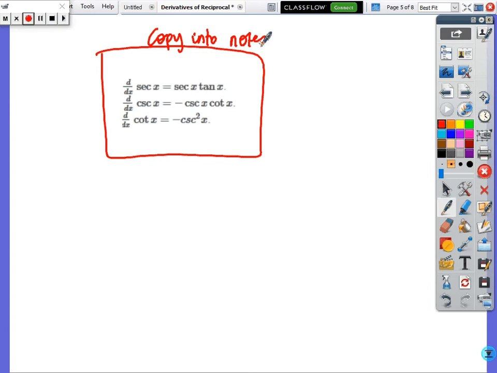Now I don't learn these off by heart. In a test situation, you can do the proofs pretty quickly, and I'll show you what they look like. But if you're going to put them into your notes, please do so. Come across when you're ready.